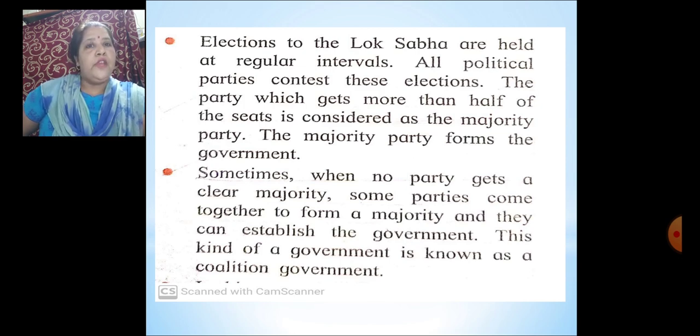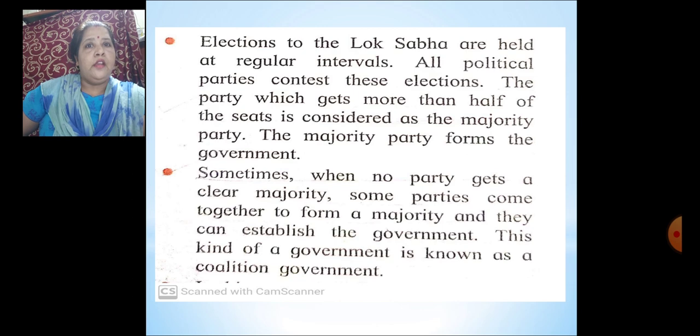Today we are having which government, which party's government we are having today? Yes, it is BJP. Correct. Next point now. Sometimes when no party gets a clear majority, what is the meaning of this?